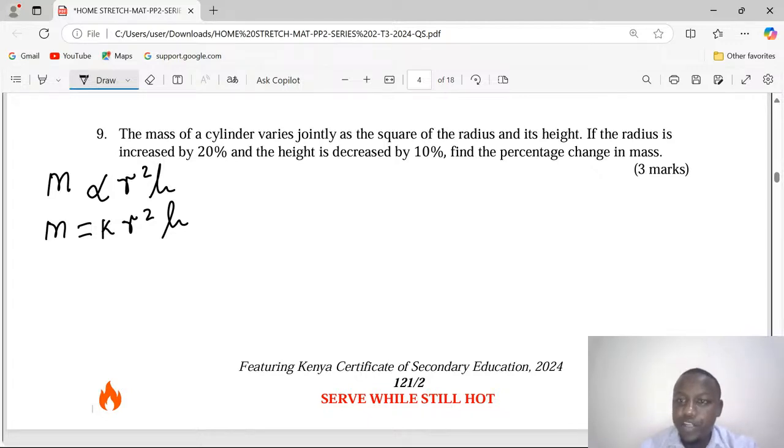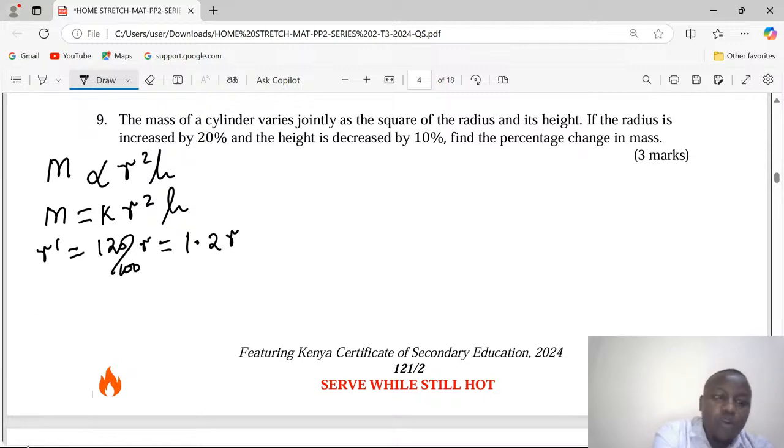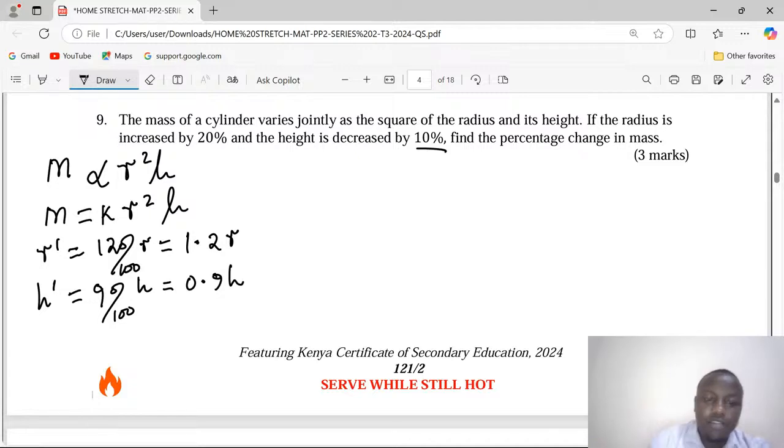Slowly, we're going to say that the radius is being increased by 20%. So the new radius is going to be 120% of the original radius, which is 1.2 of the original r. Then the new height: the height has been decreased by 10%, so it will be 90% of the original height, which is 0.9 of the original h.